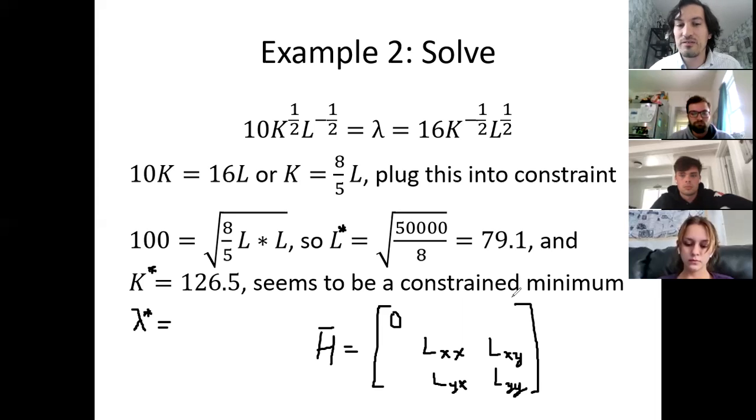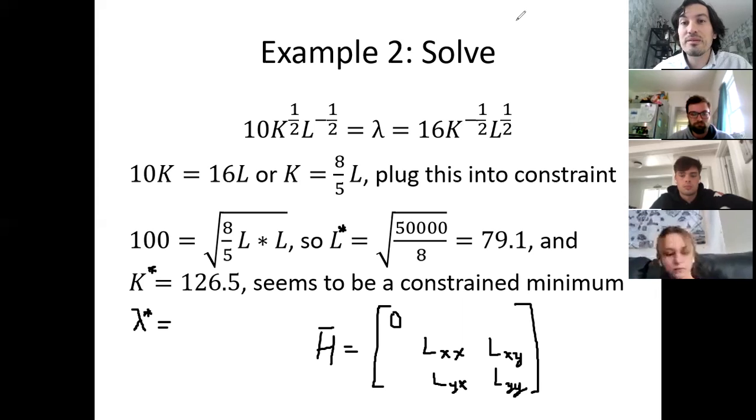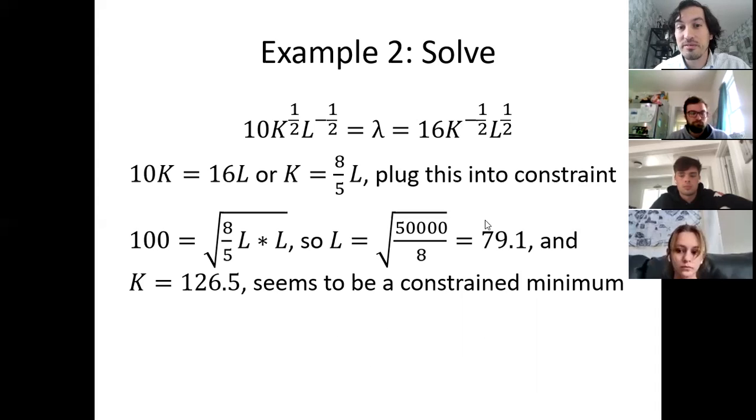to finally arrive at this question: is H bar positive or negative? But I am sure in this case, H bar would be negative, which means this is indeed a minimum. How could I be so sure? Well, just look at the problem. The problem is one of cost minimization.